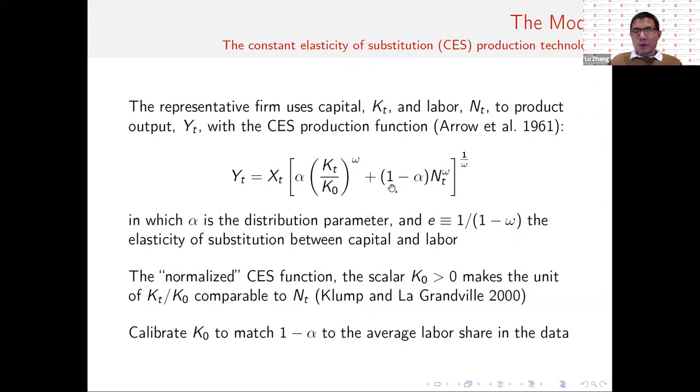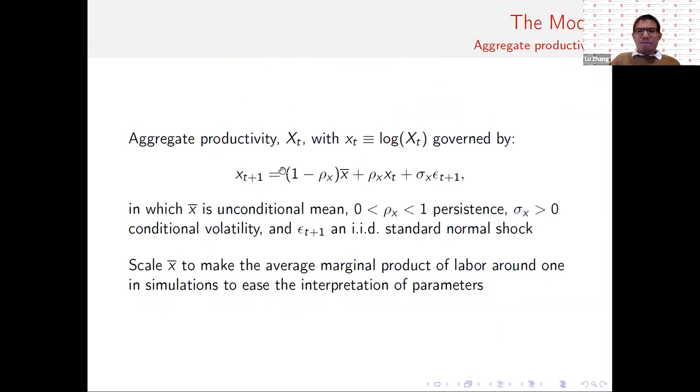So this normalized CES function is quite polished. We try to polish the rough edges of our intellectual product. So this is one indication of our effort. So aggregate productivity, AR1, this total factor productivity is fairly standard. All the funky dynamics, the nonlinear disaster dynamics, are all endogenous within the model. So again, we try to tidy up our execution. We're gonna scale the long-term mean, X bar, this is the long-term average level of total factor productivity. We're gonna rescale that such that the average marginal product of labor is around one in our model simulations, right?